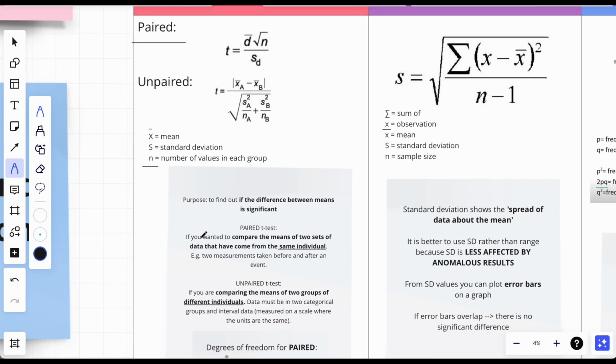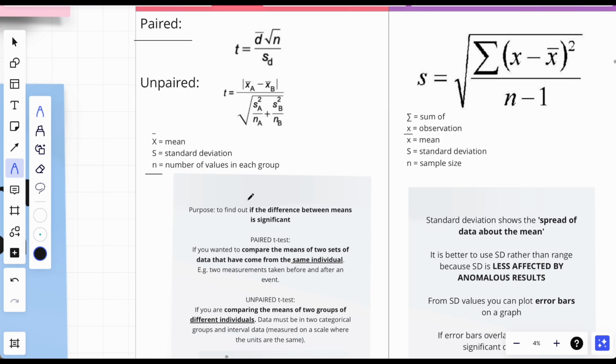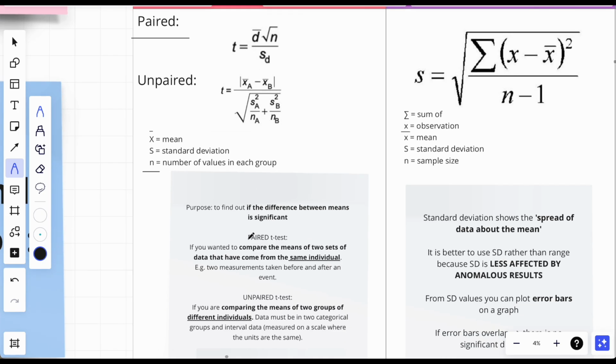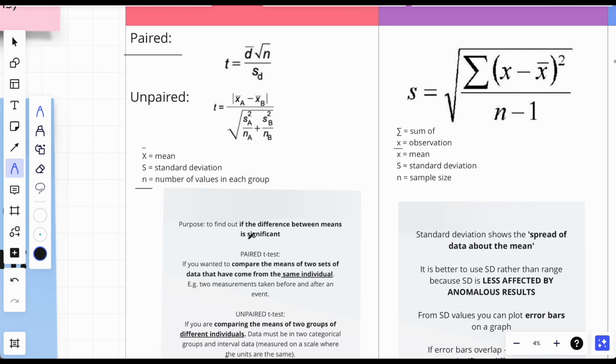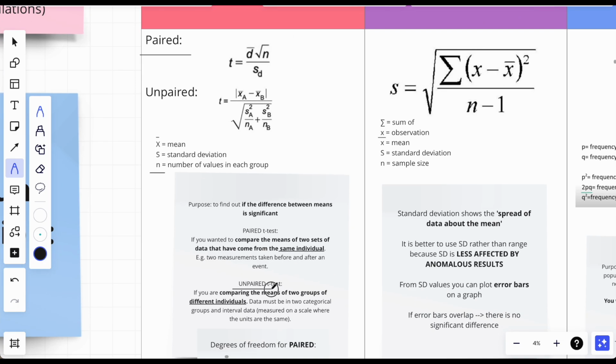So, what is the purpose of students t-test? Well, the purpose is to find out if the difference between 2 means is significant. And so for paired t-test, listen up, this is very important. If we're going to use a paired t-test, the data must come from the same individual. But if you want to use unpaired, it must come from different individuals.